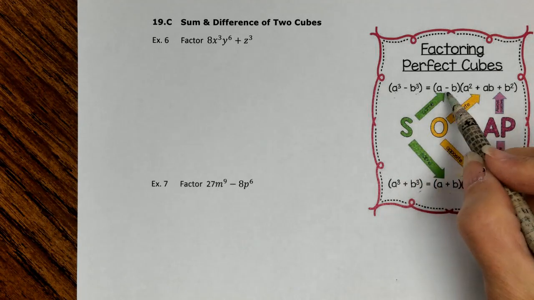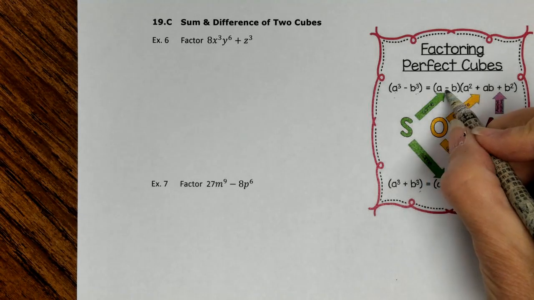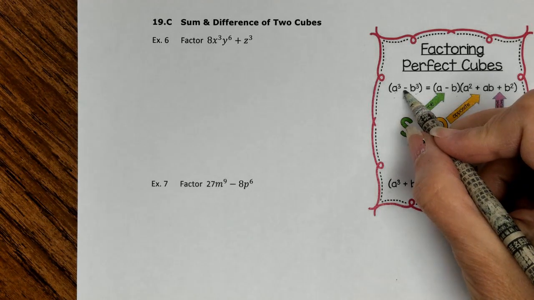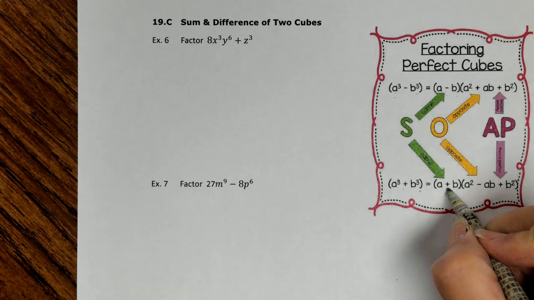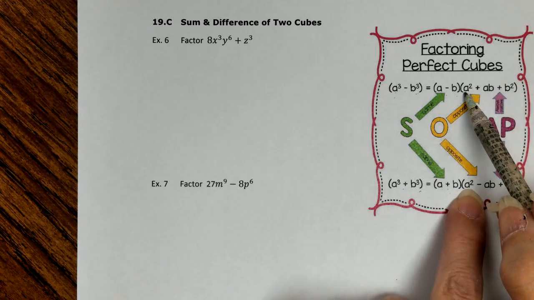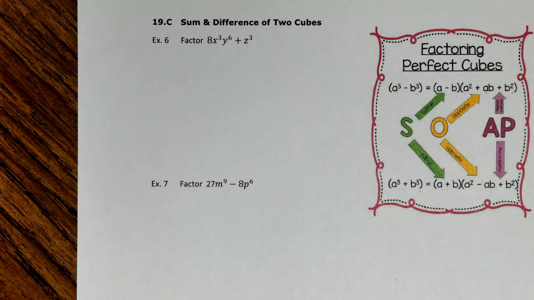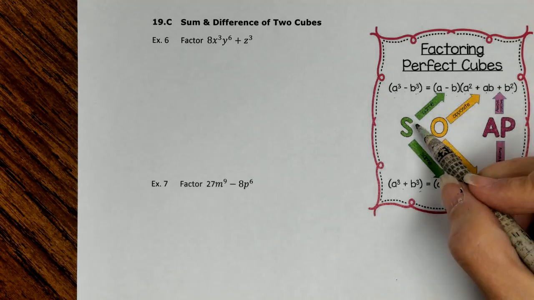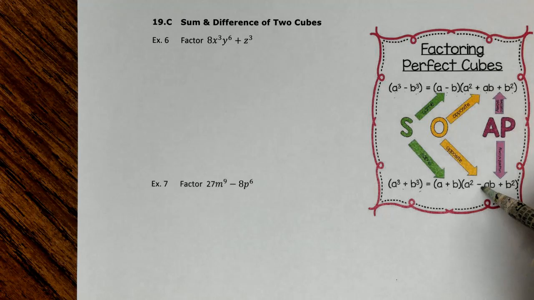See? A cubed, B cubed, AB, AB. The sign in that will be the same as what it was in the original. If this is a minus, that's a minus. If it's a plus, it's a plus. And then you always have a squared, AB, and B squared here. The signs are the only things that will change. Okay, so in the first one it was the same. The next sign will be the opposite of whatever the original problem had. And then the other one is always a plus. It's always positive. SOAP, same, opposite, always positive.